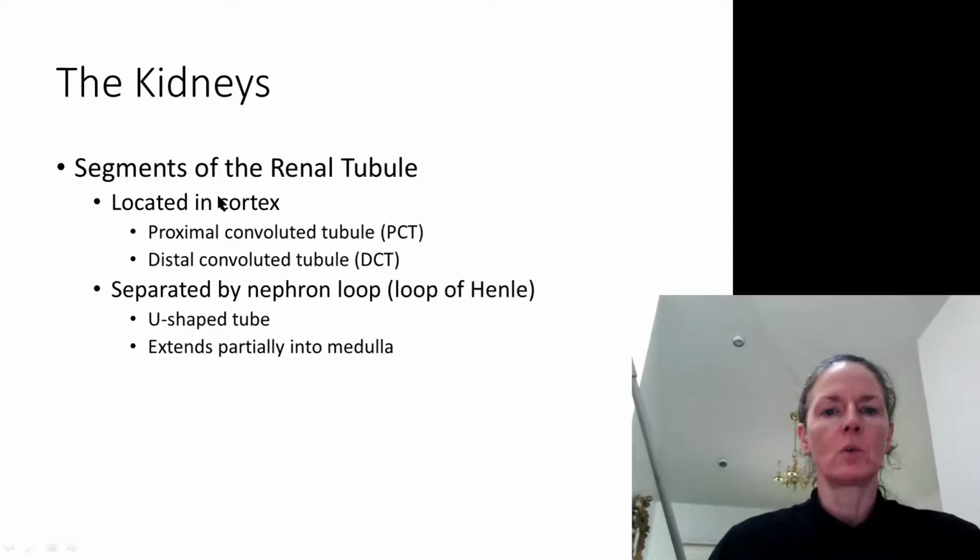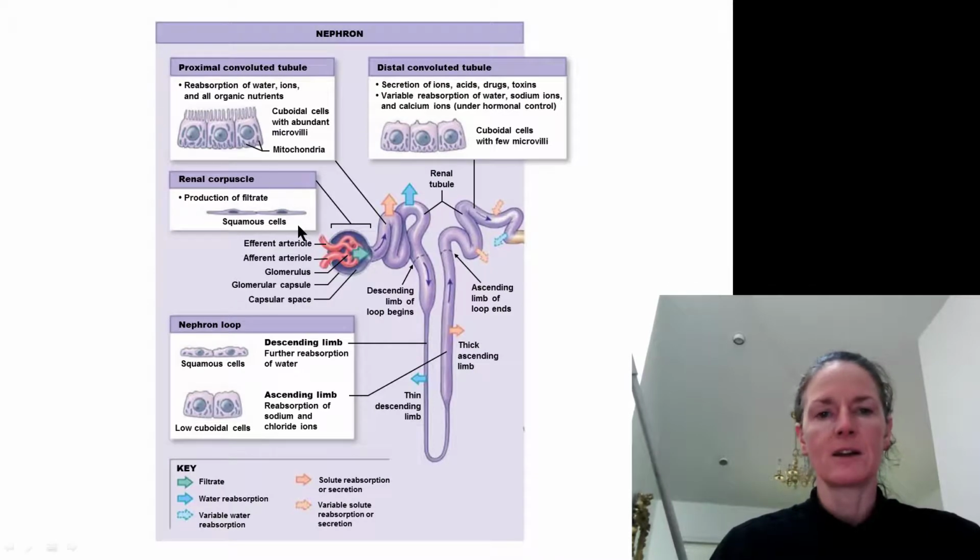All right, so we have talked before about the renal tubule. We have our proximal convoluted tubule that will then dip into the nephron loop or loop of Henle, and then the loop of Henle will join with a distal convoluted tubule. And we've seen that in the picture. So here it is, just to remind ourselves.